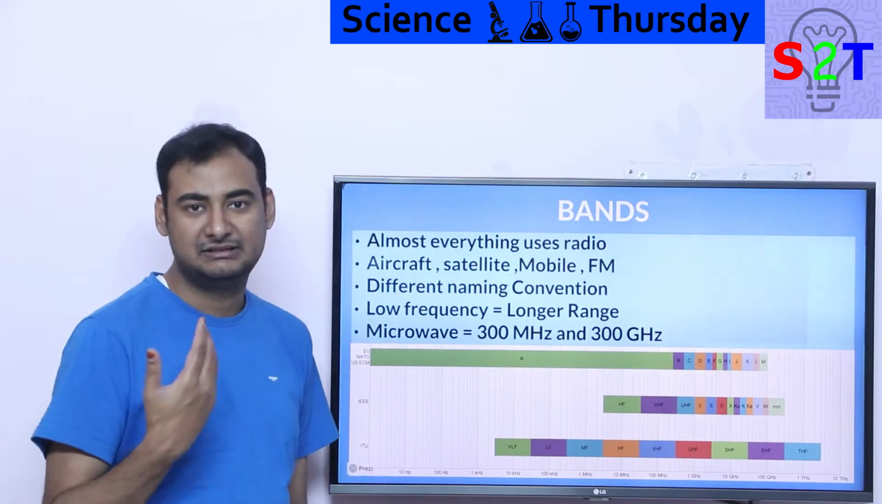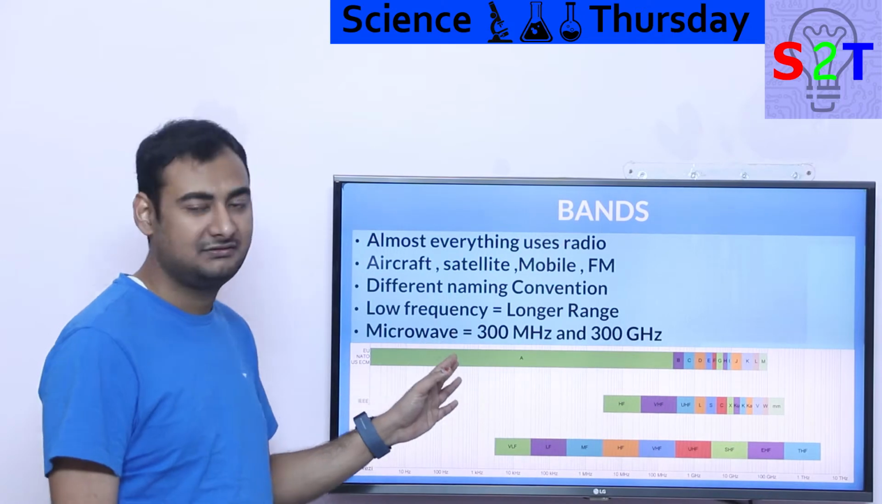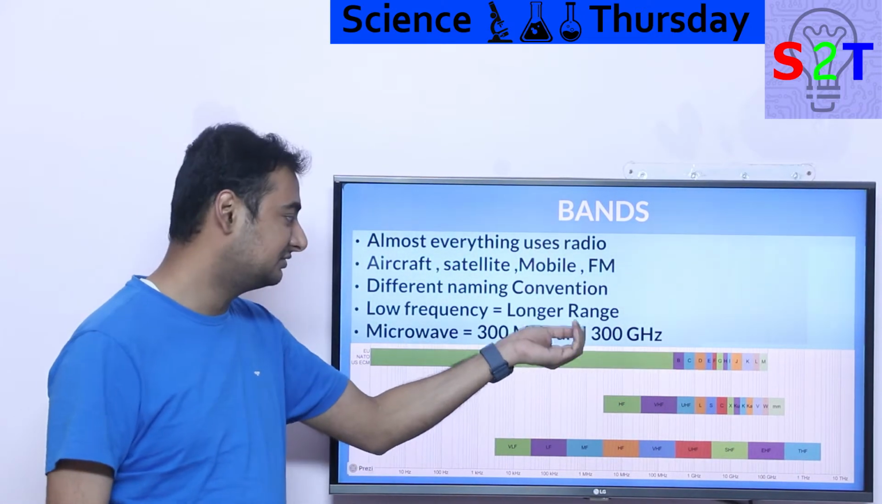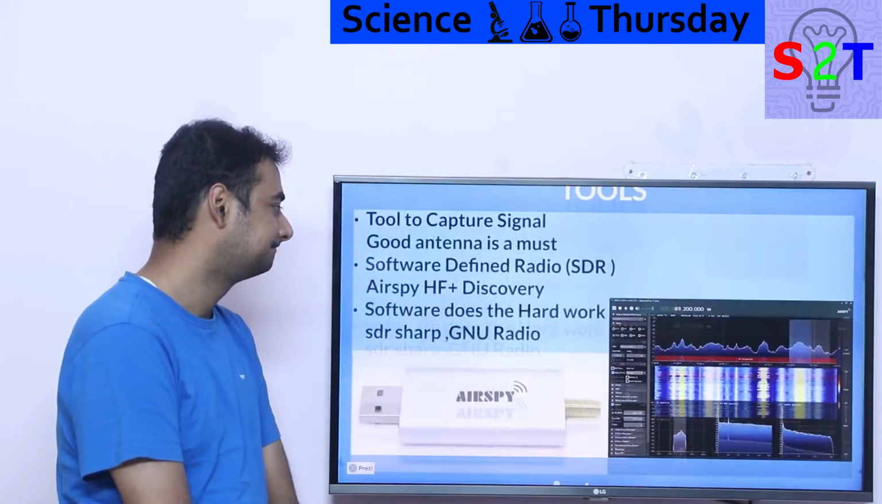So these are the bands. And if you want to understand where radio starts and microwave starts, microwave is generally classified as anything above 300 megahertz and anything below 300 gigahertz. So this is what we are talking about.